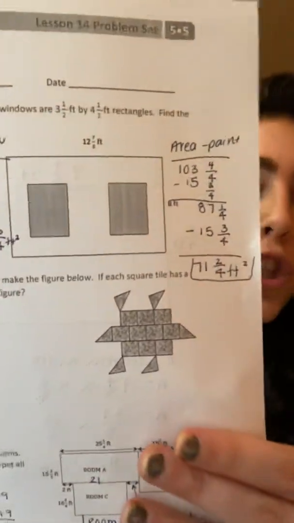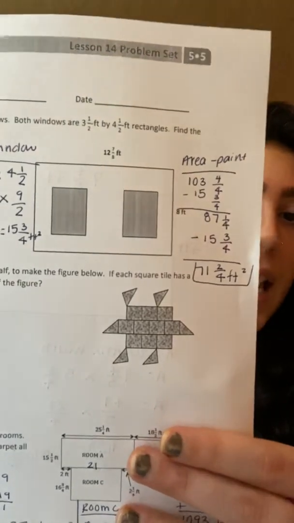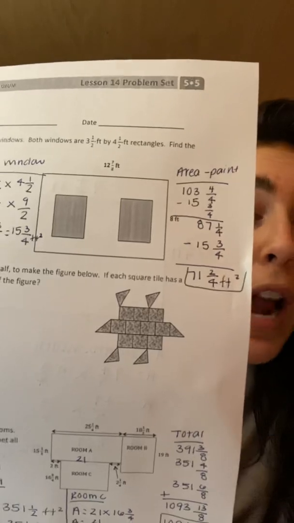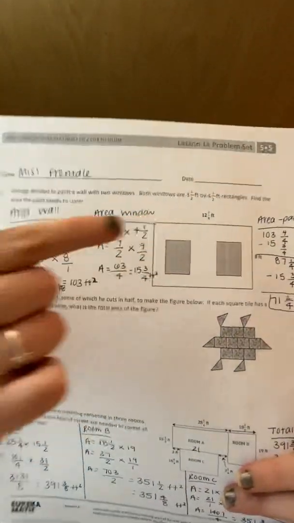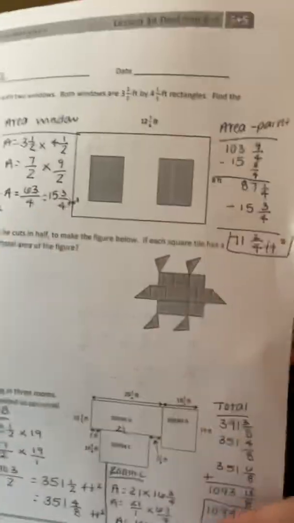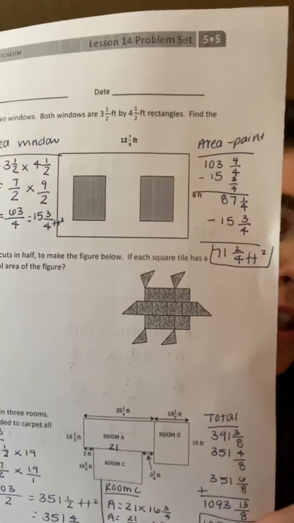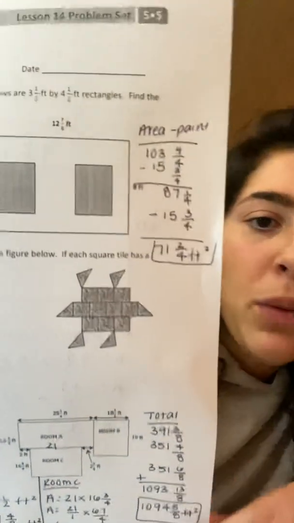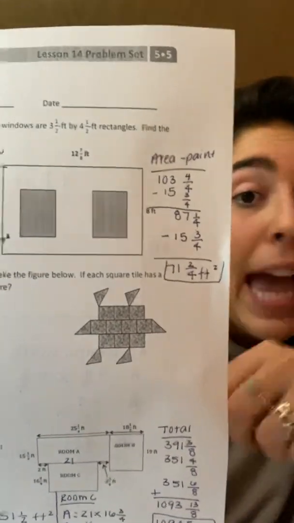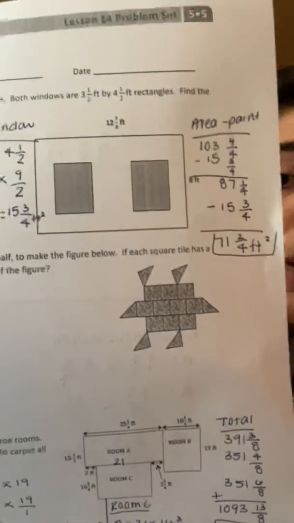So what I'm going to do is take my 103 and put a denominator of 4/4 right there, and then subtract it from my 15 and 3/4. I got my 103 from the area of the wall, and now I'm getting my 15 and 3/4 from the area of the window. When you take those two numbers and subtract them, you should get 87 and 1/4.